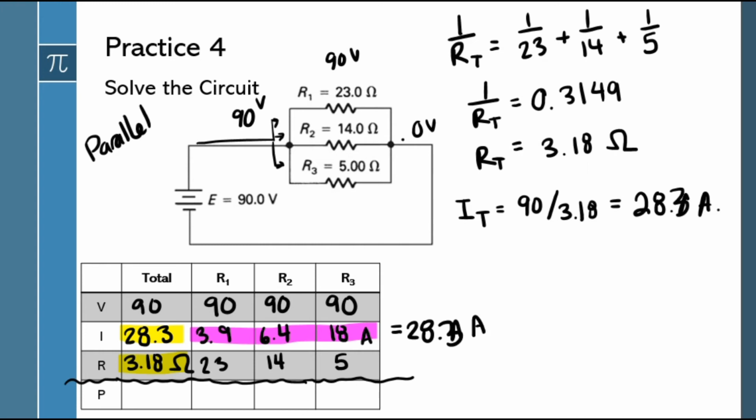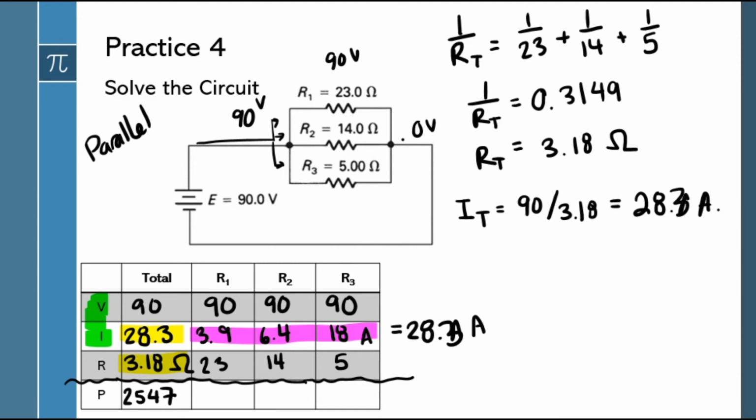All right, now we need to find the power. And you have lots of options for finding the power from that formula sheet. I'm just going to use the simplest, which is P equals I times V. And I'm going to do 90 times 28.3, and that's going to give me 2547.